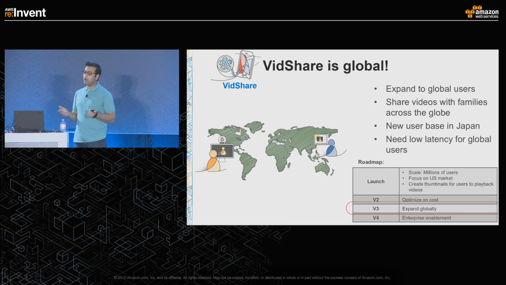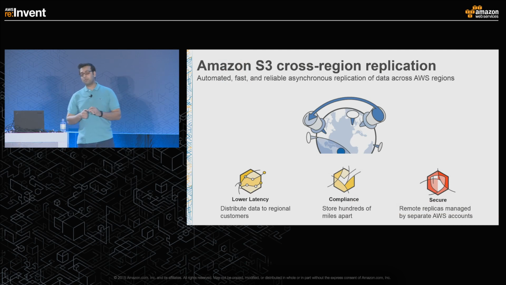And true to our user-first and customer-first philosophy, we want to make sure that our new users in Japan also get the best possible experience when they play back these videos. Now, this is where the new cross-region replication capability can really help us. The cross-region capability simply enables you to automatically replicate all new data that gets added to a source bucket to a bucket in a different region.